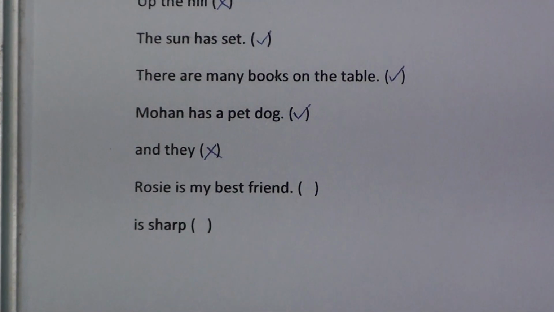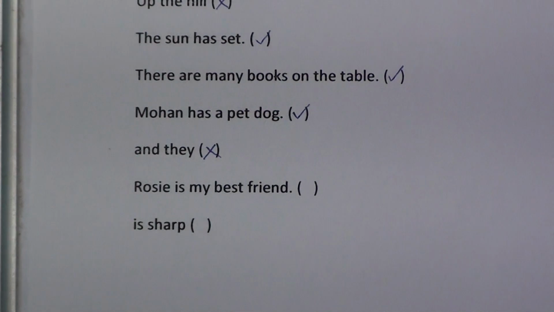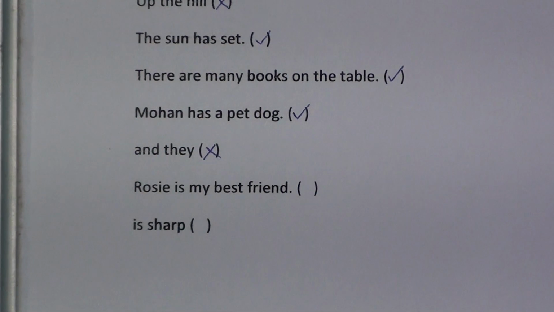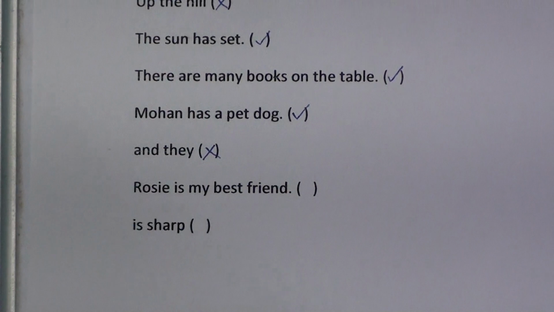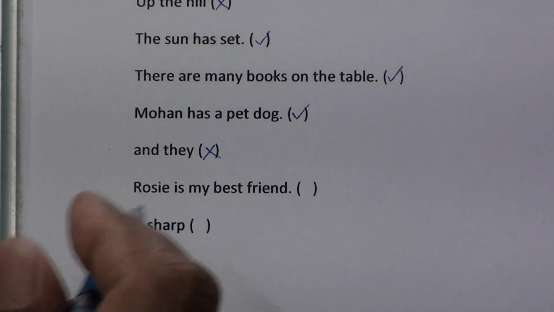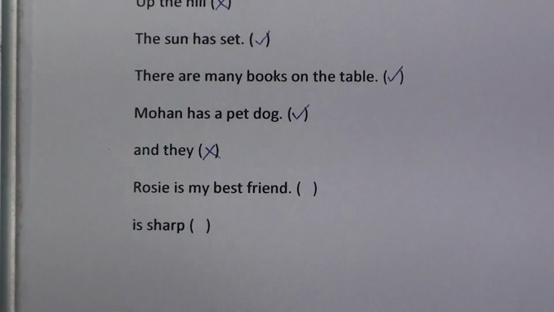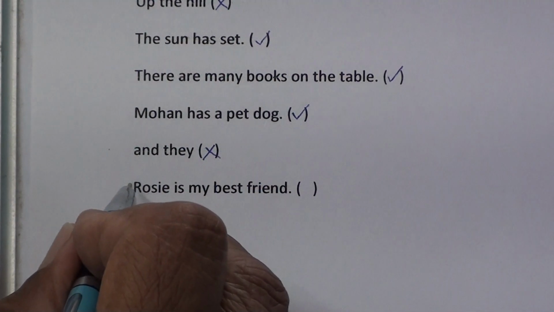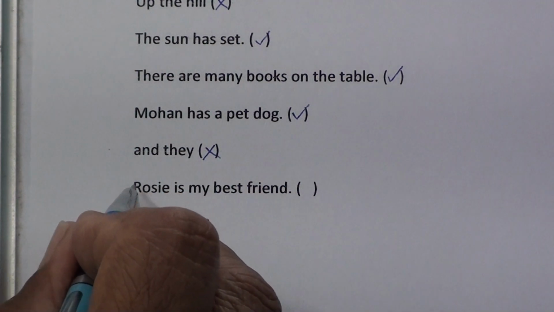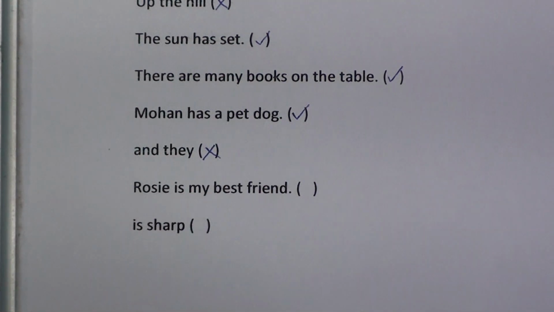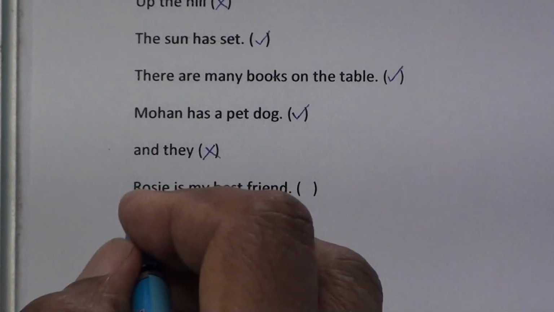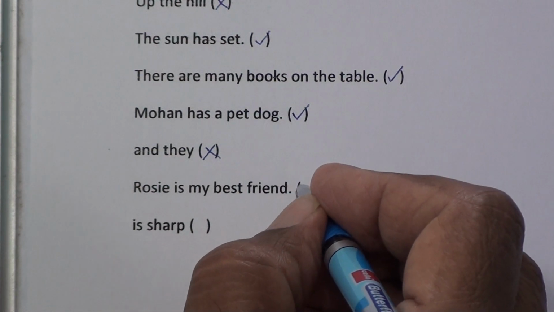Now, another set of words. Rosie is my best friend. Does this group of words make any sense? Yes. This group of words makes a sense. It begins with a capital letter and it ends with a full stop. So, Rosie is my best friend. It's a sentence. Therefore, we will put a tick against it.